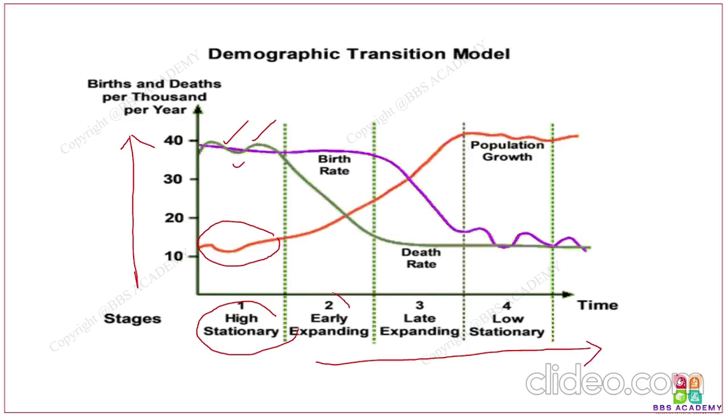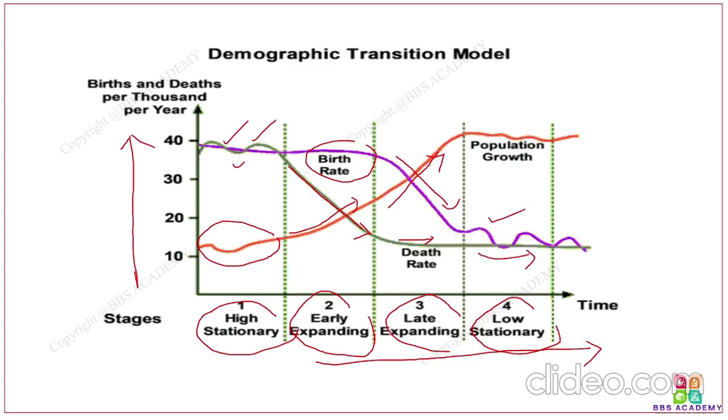If we see the early expanding stage, or the second stage, here the birth rate is very high, but the death rate is continuously declining. Due to the declining death rate, the population growth is increasing. In the third stage, the late expanding stage, the death rate is low and the birth rate is also declining, and the population is still growing, but at a low rate. In the last or low stationary stage, the birth rate is fluctuating or low, the death rate is also low, and the population growth is steady. This is the basic characteristics of the demographic transition model and its graphical representation.